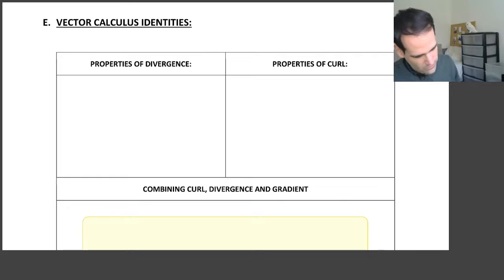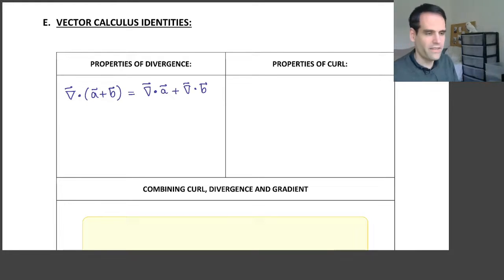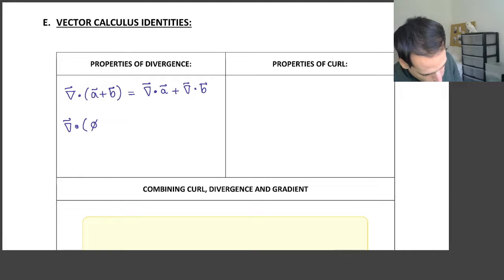So, for example, let me start with the properties of the divergence. What is the divergence of the addition of two vector fields A and B? Turns out that the divergence is simply equal to the divergence of A plus the divergence of B. Okay, that's very easy. What is the divergence of a vector field which is given as a scalar field phi multiplied by a vector field A?